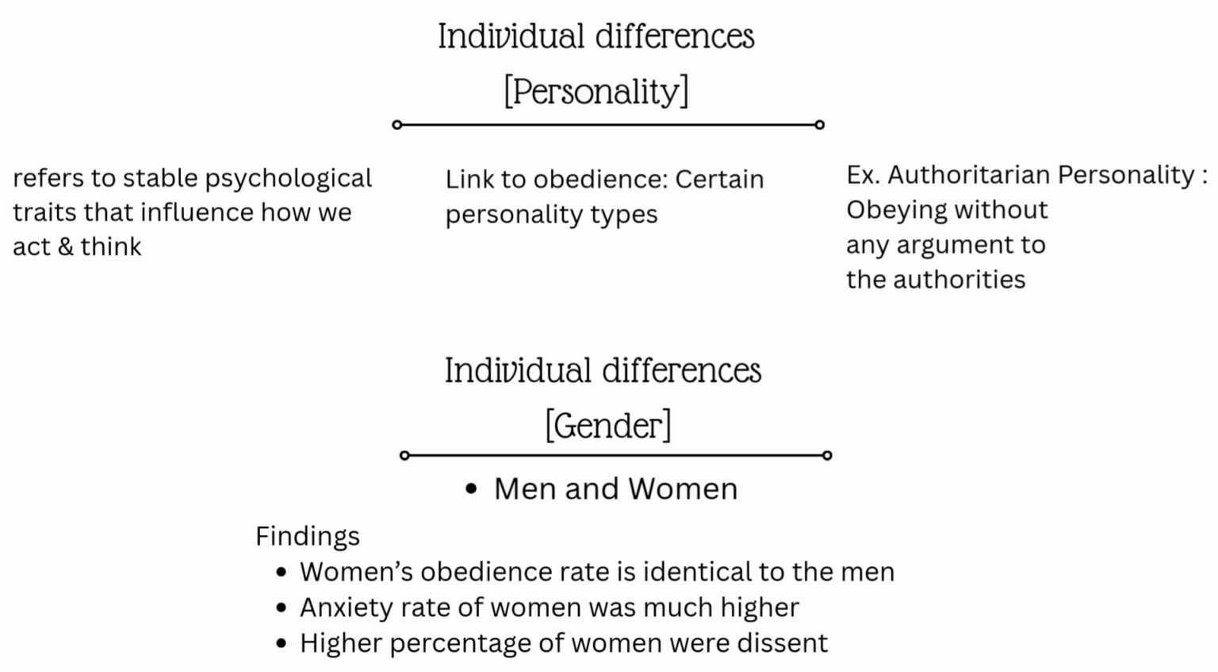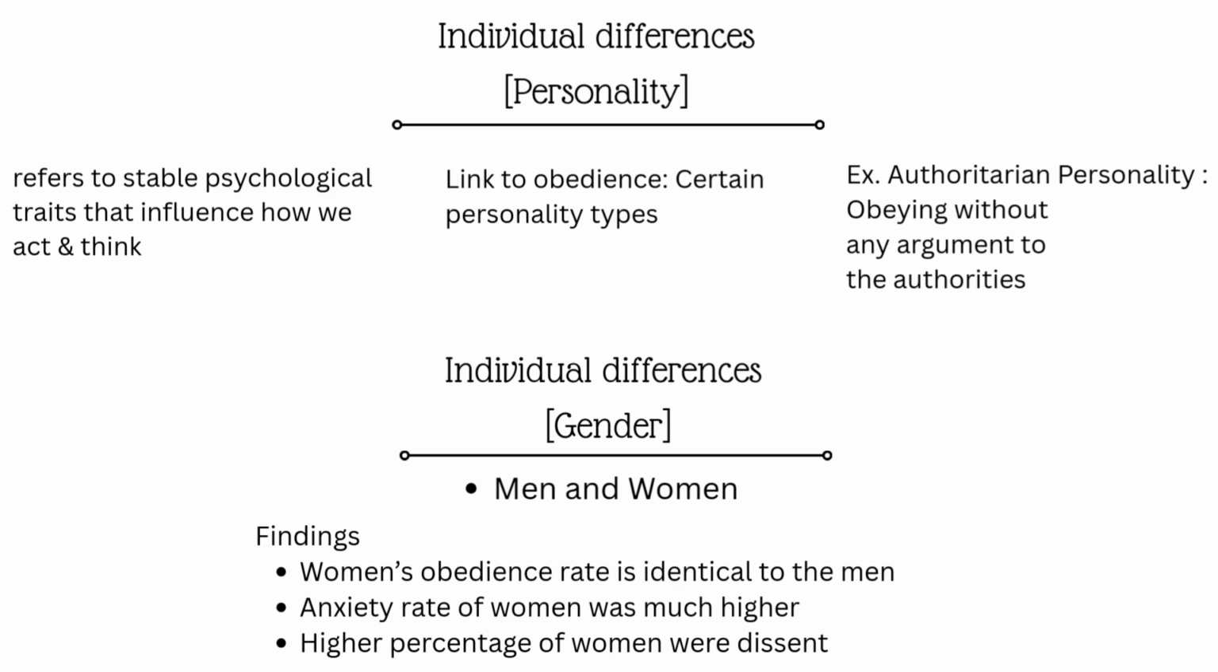Personality. Personality refers to the stable psychological traits that influence how we behave and think. There is a linkage to obedience which only applies to some personality types. Example, authoritarian personality, which obeys without any disagreement to the authority.